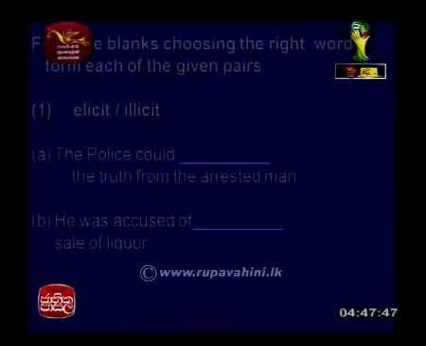Look here. Fill in the blanks choosing the right word from each of the given pairs. You are given pairs, meaning 2 words are given, and here the 2 words are similar in pronunciation but different in meaning.